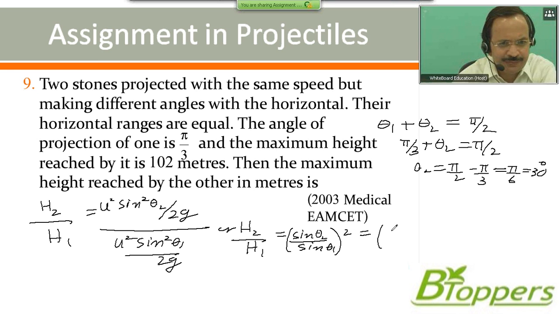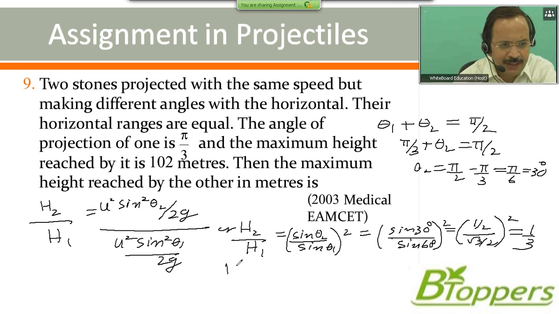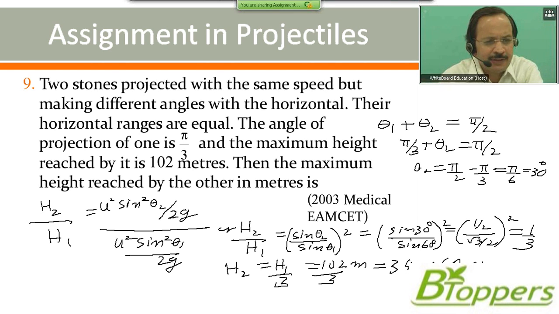Here theta 1 is equal to pi by 3, meaning 60 degrees. Theta 2 is pi by 6, or 30 degrees. So sin 30 degrees is 1 by 2, and sin 60 degrees is root 3 by 2. So you get h2 by h1 equal to 1 by 3. Therefore, the maximum height reached by the second projectile is 1/3 of the maximum height reached by the first projectile. The maximum height reached by the first projectile is given as 102 meters. Therefore, the maximum height reached by the second projectile will be 34 meters. So the answer for the question is 34 meters.